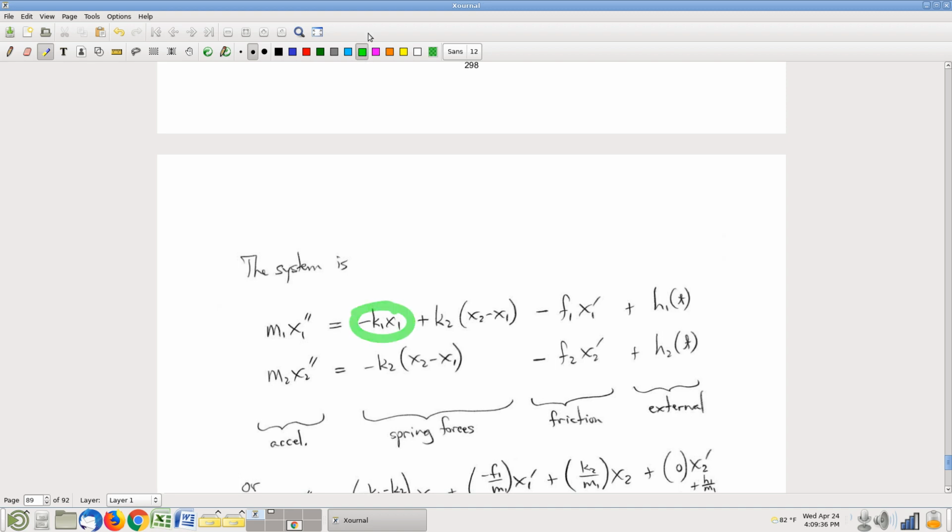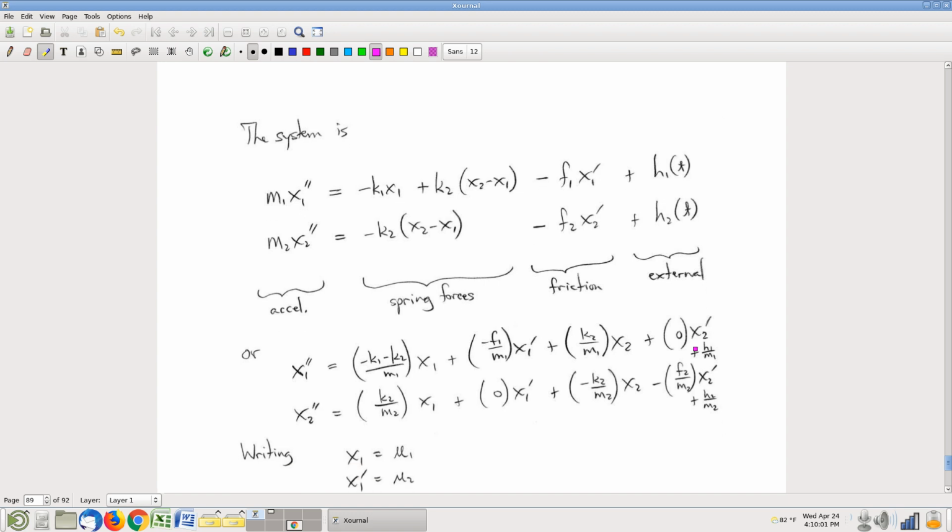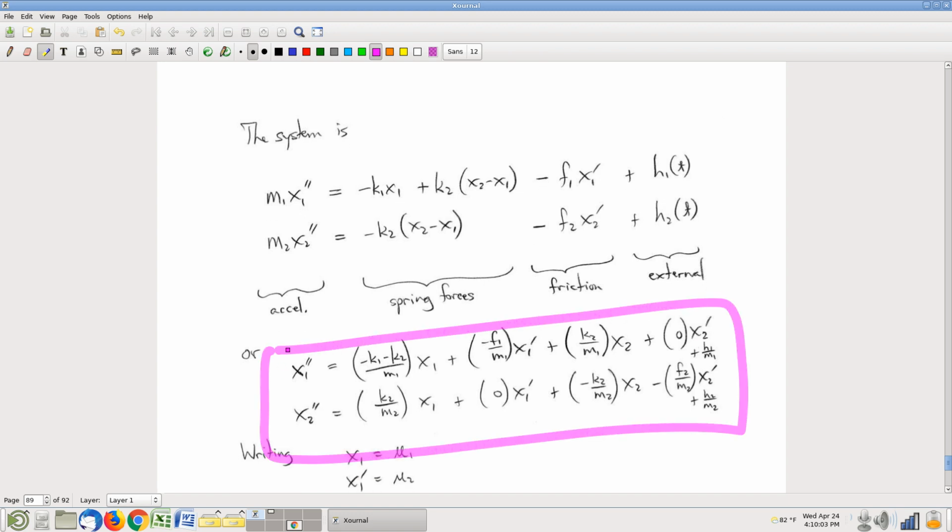The first spring pulls it up. The other spring pulls it down. You can talk about friction forces on both of them. You can talk about possibly external forces. Altogether, though, F equals ma on both of the masses. You just write down the spring forces, the friction forces, and the external forces, and altogether, if you move things around and collect some terms appropriately, what you have is a second order system of equations, just like in the example that we saw a couple of pages back, that we now know how to solve.